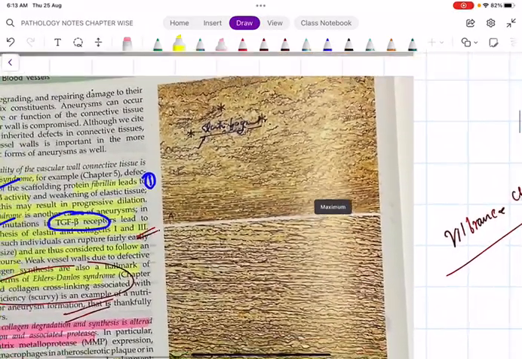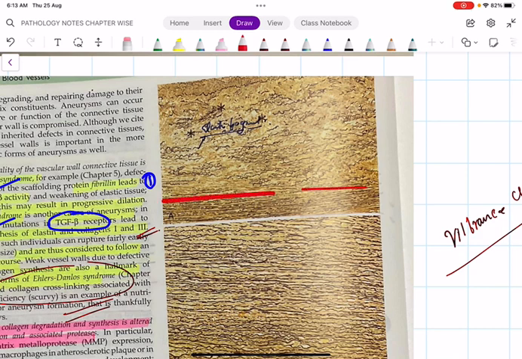Okay. So this is the normal one. This is the red color. This is the normal way in which the collagen and the elastin fibers will be straightly arranged. In Marfan syndrome, you can see there is an irregular or haphazard arrangement. That means the elastic fibers are not arranged regularly. They are haphazardly arranged. So these are called elastic fragments.